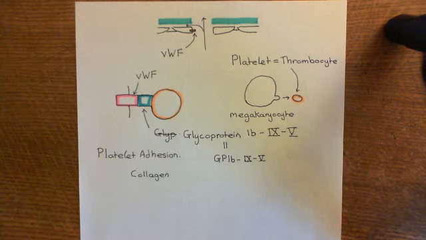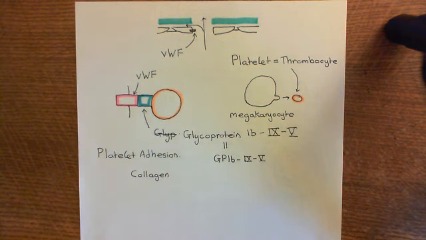Okay, so welcome to this next video in which we are looking at the antithrombotic mechanisms of the endothelium. We are currently revising the process of hemostasis so that we can understand how the antithrombotic mechanisms are going to work. So far we have seen platelet adhesion. The next portion we're going to see is platelet activation.